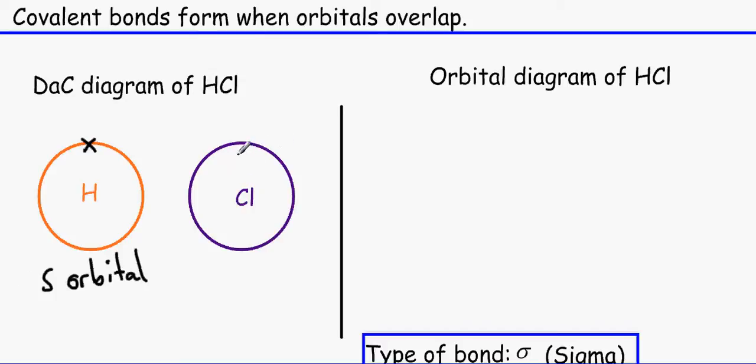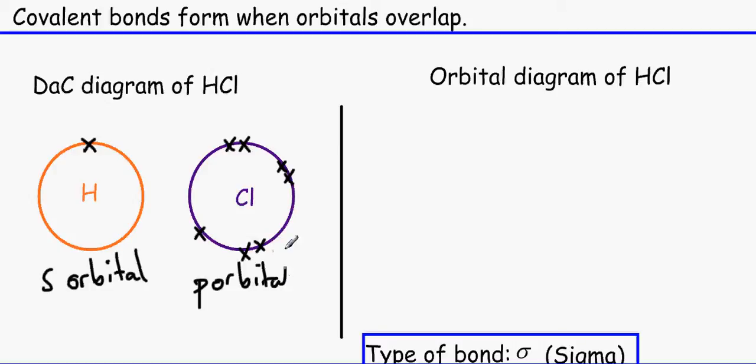For chlorine, we have 7 electrons. So we've got 1, 2, let's say that this belongs to the s orbital. 3, 4, this belongs to the p orbital. 5, 6, this belongs to the second p orbital. 7. Now, this p orbital requires one electron, and this s orbital requires one electron.